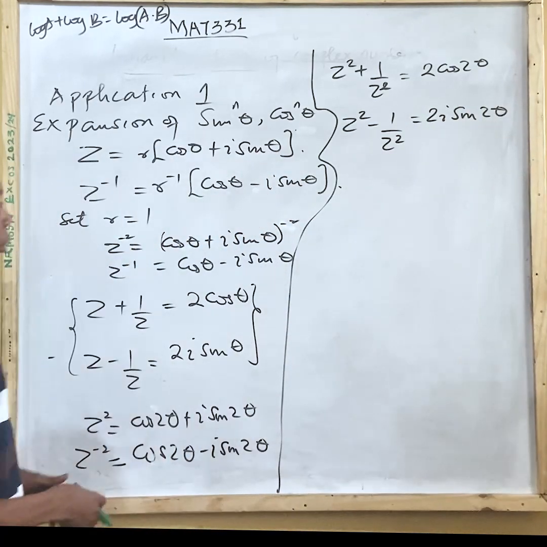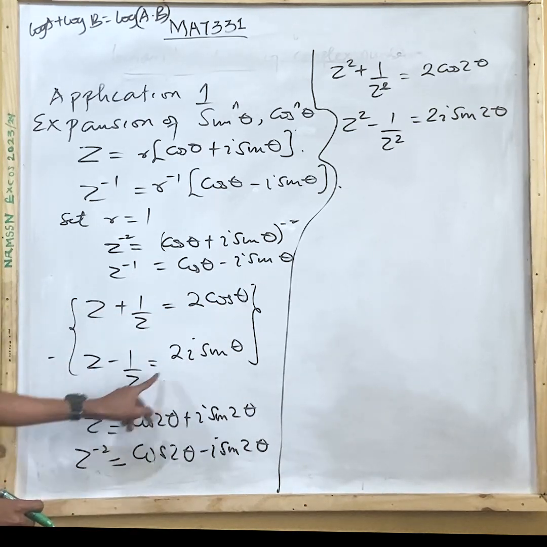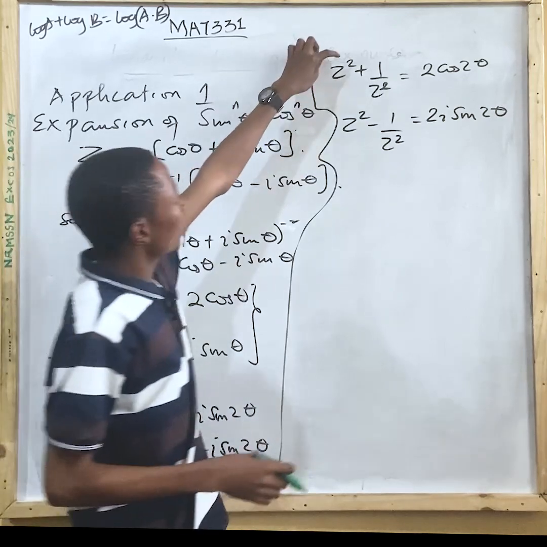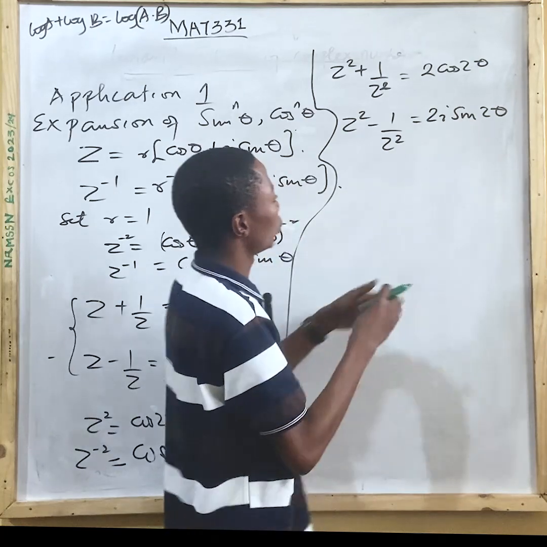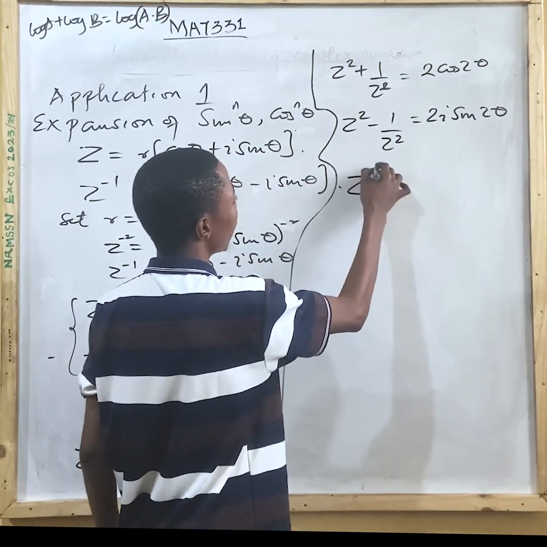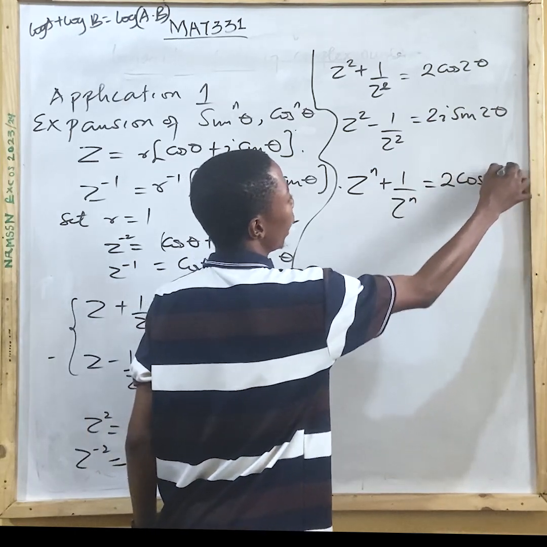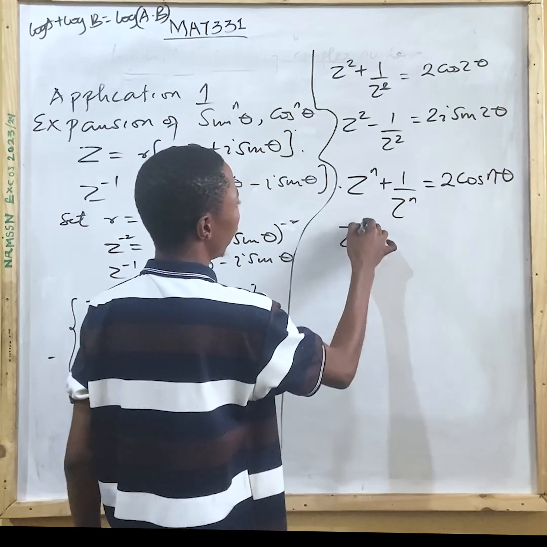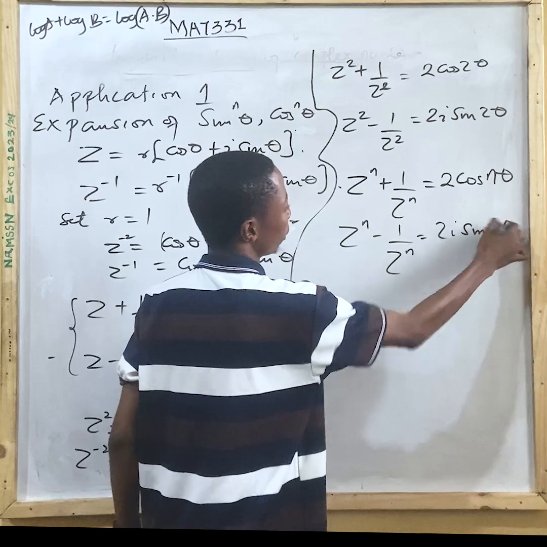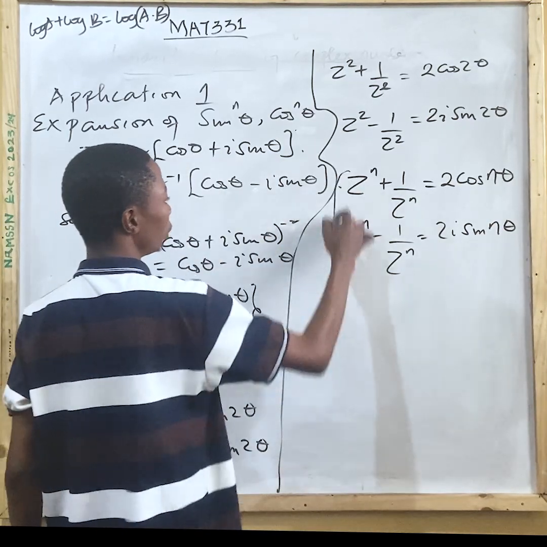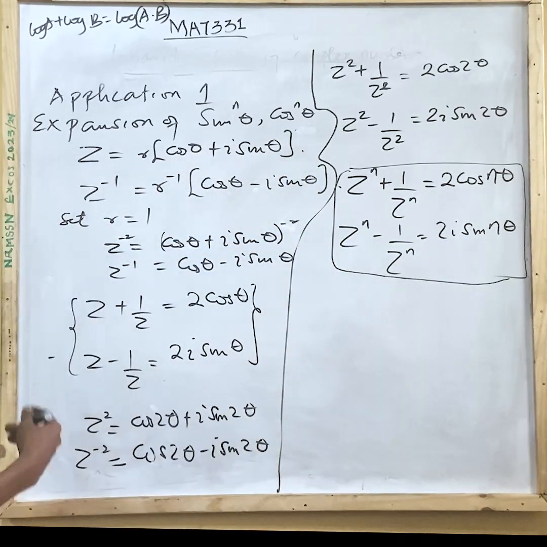So with that, we've generated a trend. z plus 1 over z is 2 cos theta. z minus 1 over z is 2i sine theta. z squared plus 1 over z squared is 2 cos 2 theta. z squared minus 1 over z squared is 2i sine 2 theta. So we can now generalize that z^n plus 1 over z^n is 2 cos n theta, and also z^n minus 1 over z^n is 2i sine n theta. So we also need these two formulas.